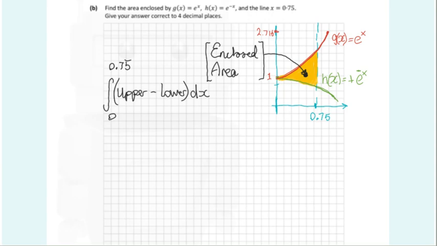So let's put all this together. Sometimes you have to find the point of intersection of the functions. In this question, they give us a limit line, which is very good. It helps to speed up the process. Okay, so the integral of e to the x, the upper function, from 0 to 0.75 dx, minus the integral of e to the minus x, the lower function, dx, again the same limits. So that's going to be the area enclosed.